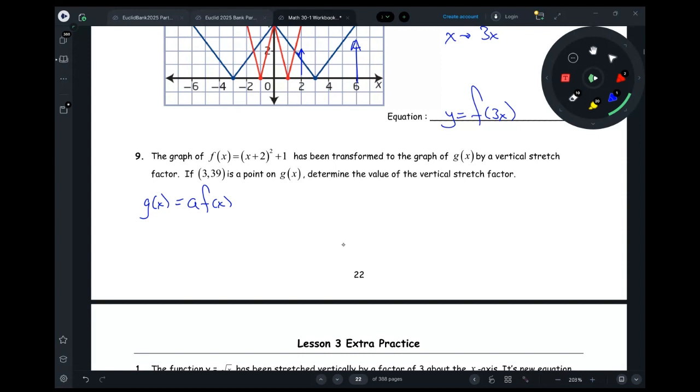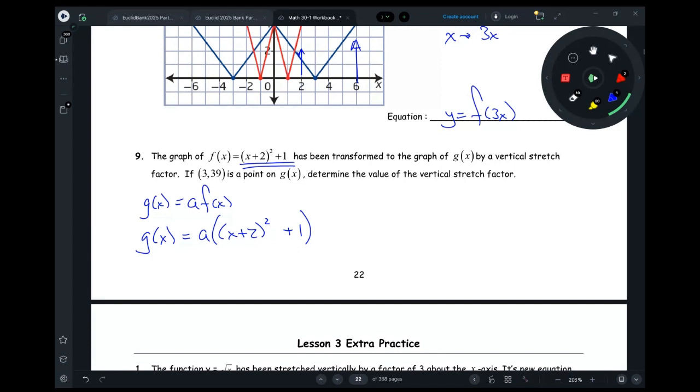Now I can go one step further with this because I do know what the function f of x is. It's (x plus 2) squared plus 1. But if I write it like this, it is incorrect, because f of x is that whole expression here. So when I multiply f of x by a, I should be multiplying the whole thing by a. And that is not what I did. I need to put parentheses around that whole thing to be multiplying the whole thing by a. But now I have an expression for g.